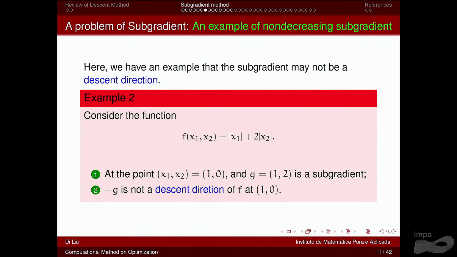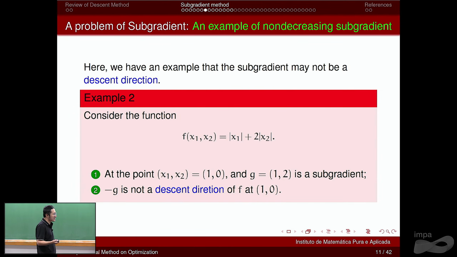Okay, next, let's consider a question. As I mentioned before, we call this method the subgradient method, not the subgradient descent method. The problem is, there are some examples such that the subgradient is not a descent direction, okay?